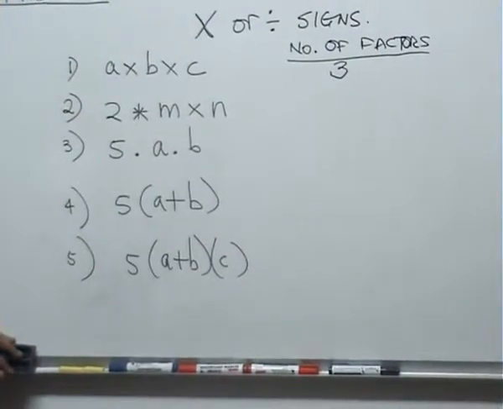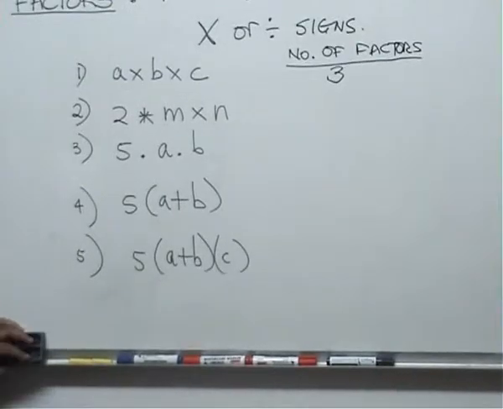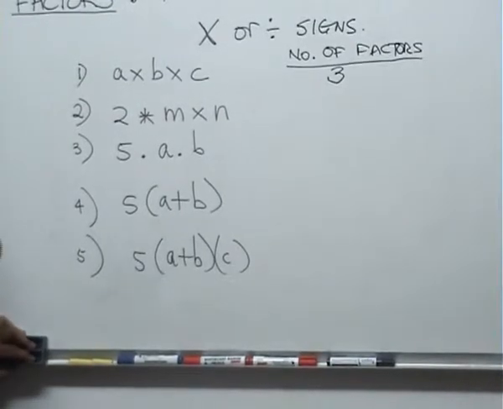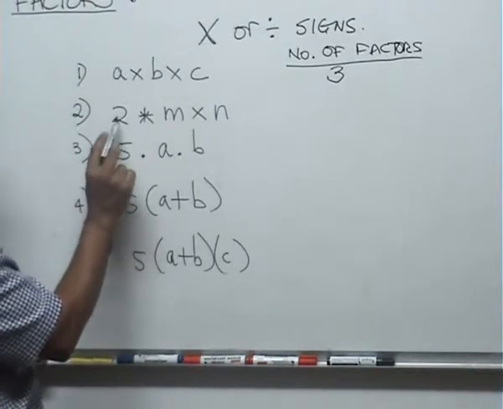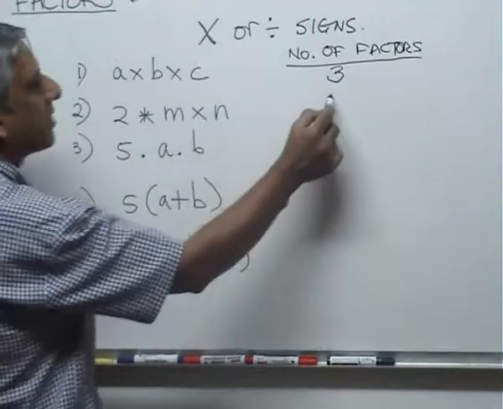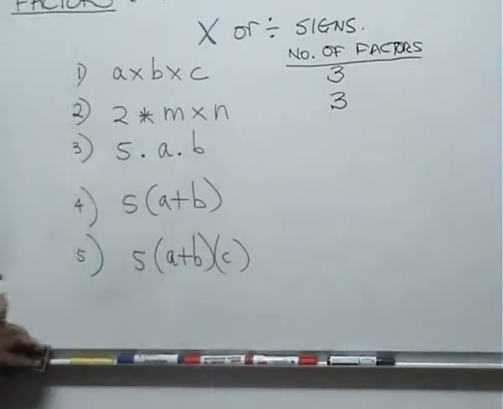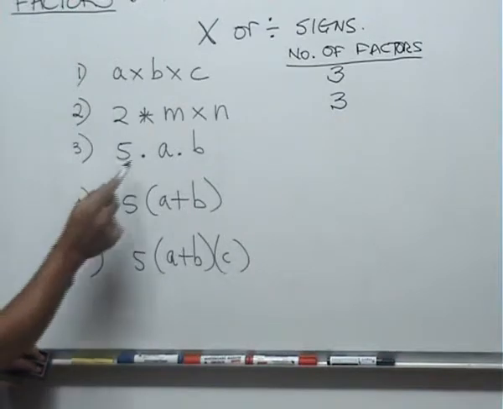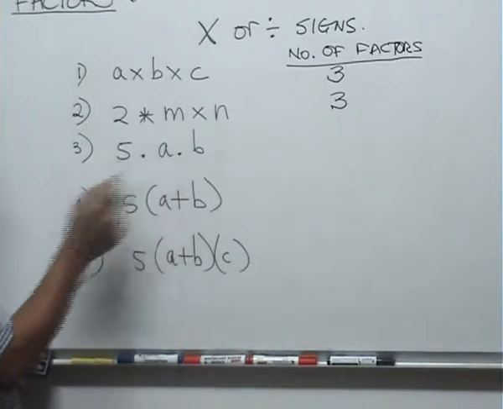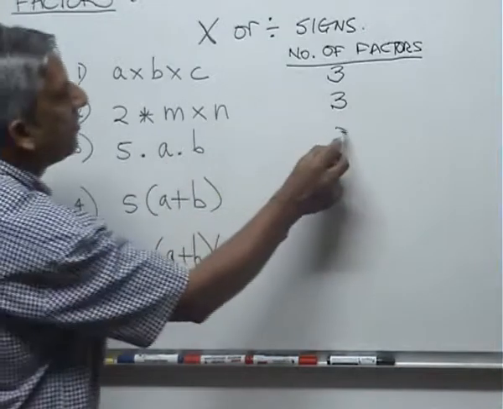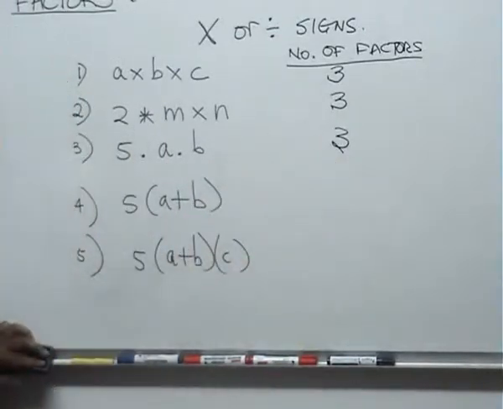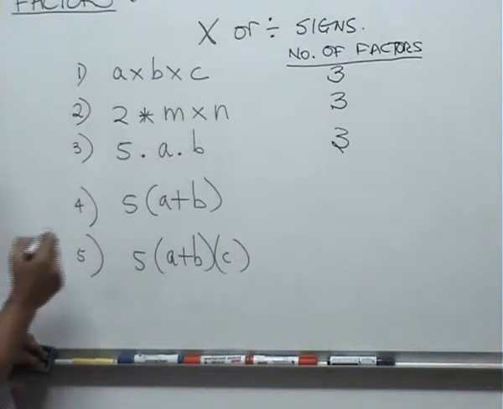Number 2. Well, I hope you're guessing an answer in your mind. And I hope that you guessed 3. Because asterisk means multiply. So that's 1, 2, 3 factors. Have a good look at number 3. These dots mean multiply. So there's 1, 2, 3 factors. It doesn't mean every time you'll get 3 factors. It just happened that these 3 have 3 factors.